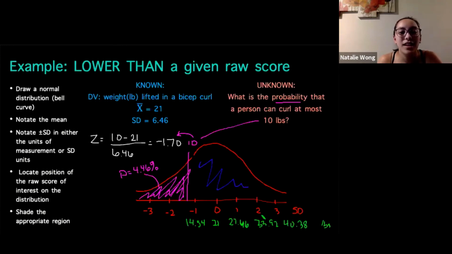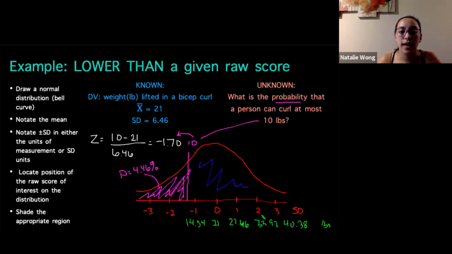So this magenta line is representing where our raw score existed. It also represents what our z-score is that's associated with this raw score. And my z-table gave me a probability to the left of that raw score of interest, or the area to the left of my curve here.